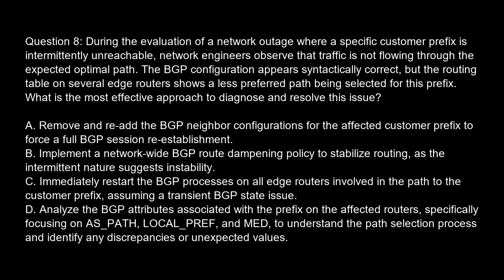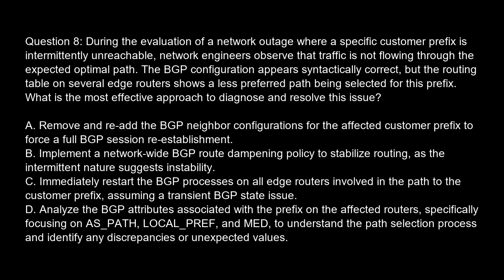Option A. Remove and re-add the BGP neighbor configurations for the affected customer prefix to force a full BGP session re-establishment. Option B. Implement a network-wide BGP route dampening policy to stabilize routing, as the intermittent nature suggests instability. Option C. Immediately restart the BGP processes on all edge routers involved in the path to the customer prefix, assuming a transient BGP state issue.